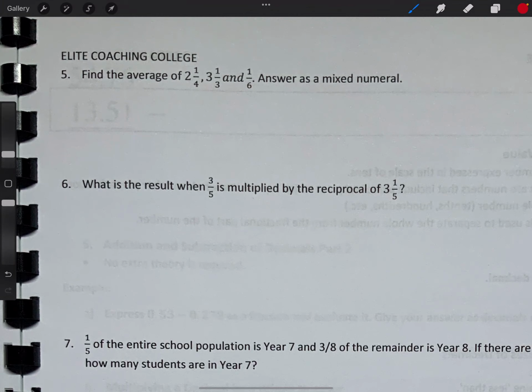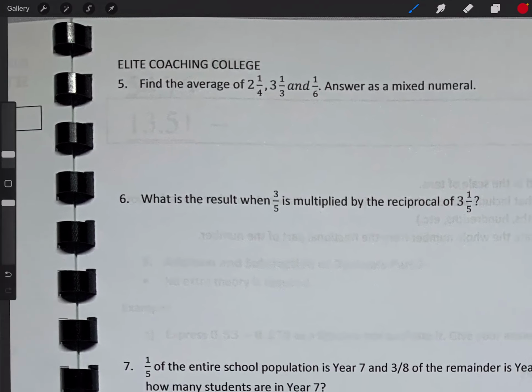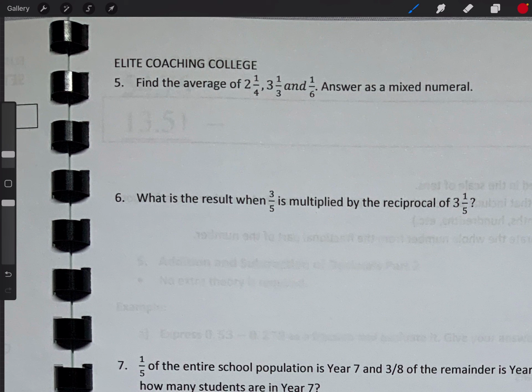All right, next one, question 5. The average of these numbers. Answer as mixed numerals. So to find the average, all we gotta do is add all these numbers up. So 2 1/4 plus 3 1/3 plus 1/6.